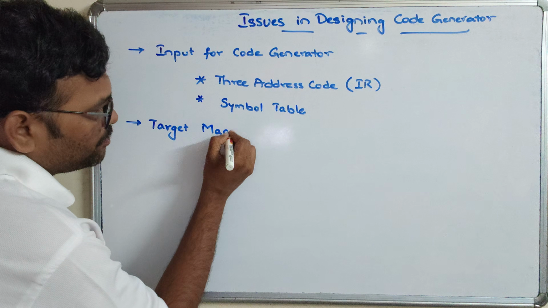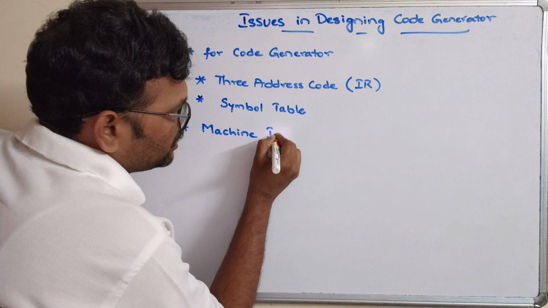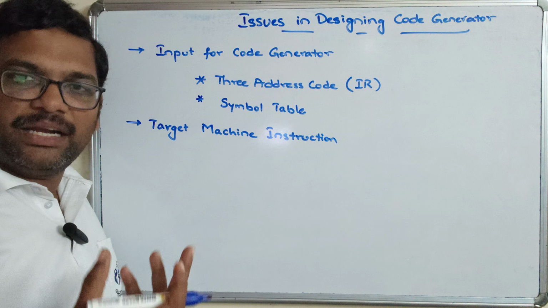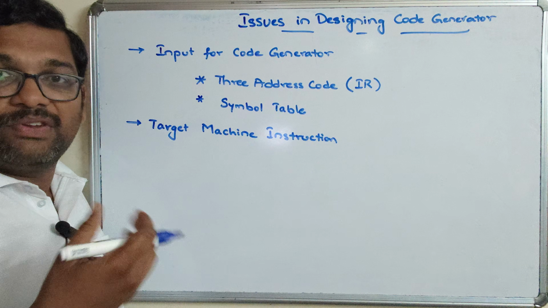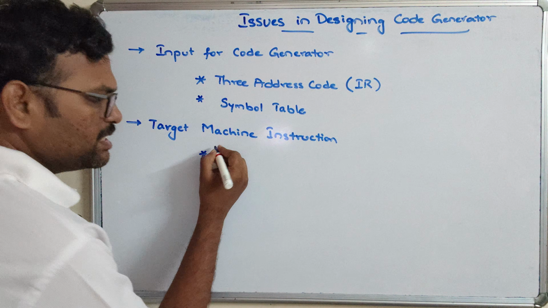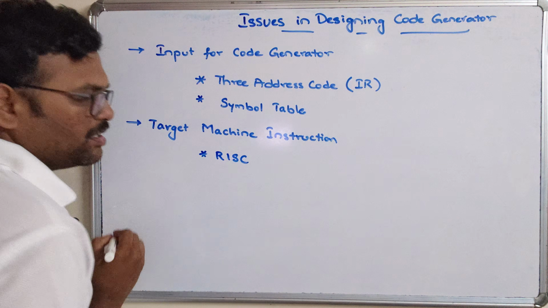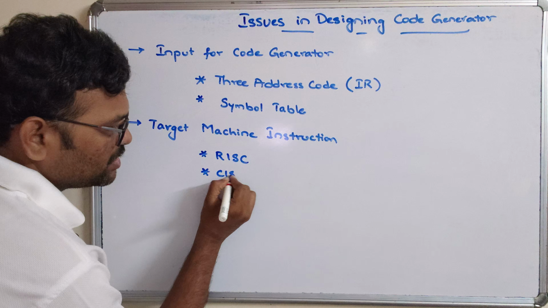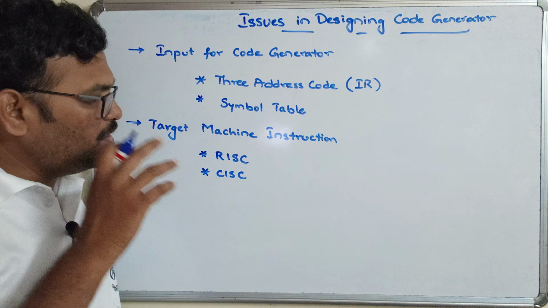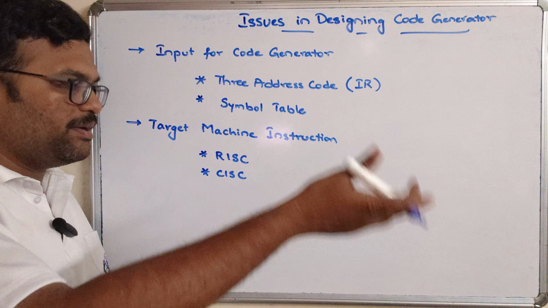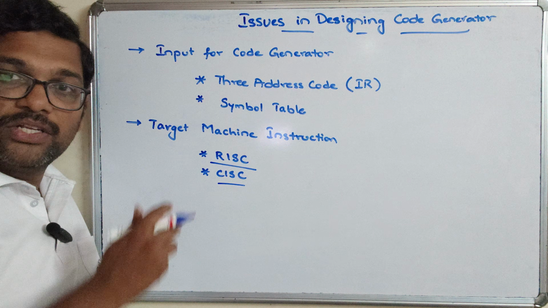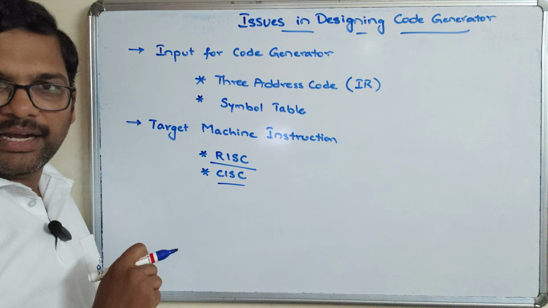target machine instructions. Here we are generating the code for a target machine. Different machines have different architectural styles, whether it is RISC instructions or CISC instructions, that is, reduced instruction set or complex instruction set. So we need to focus on this: whether the target machine follows the reduced instruction set or the complex instruction set. Based upon this, the code should be generated.